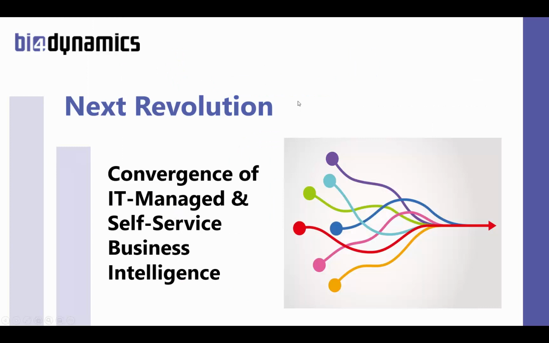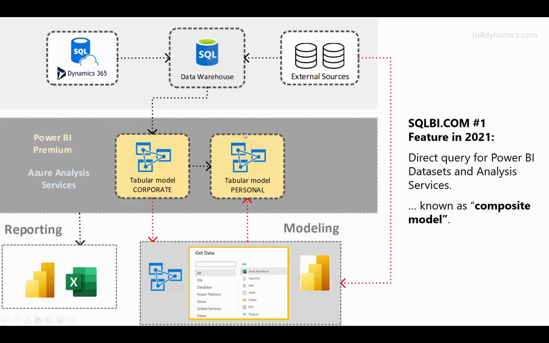Another very important thing is the convergence of the IT-managed corporate model and self-service BI. And this is something that is a must in every project, because users would like to connect to other sources and not go to IT for changes. So how does it work? As a base, this feature is available in architectures where the tabular model is hosted in Azure Analysis Services or in Power BI Premium. So this feature is not available in Analysis Services hosted on premises.